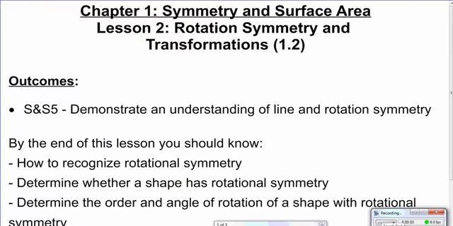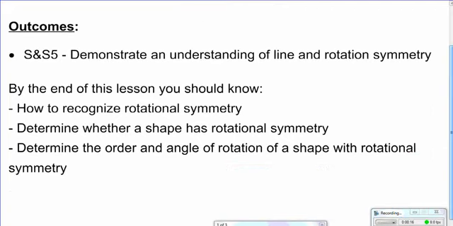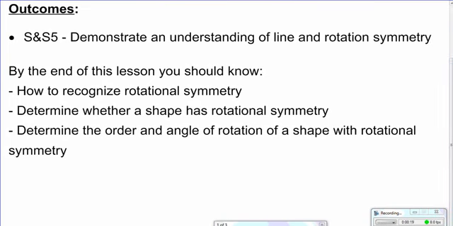Okay, so we're going to continue with symmetry and surface area, and we're going to continue looking at types of symmetry in two-dimensional objects. We're going to look at rotational symmetry in this lesson. For rotational symmetry, you need to be able to recognize, first of all, if a shape has rotational symmetry and know what that is. And we're going to look at the order of rotation for shapes and the angle of rotation for shapes.